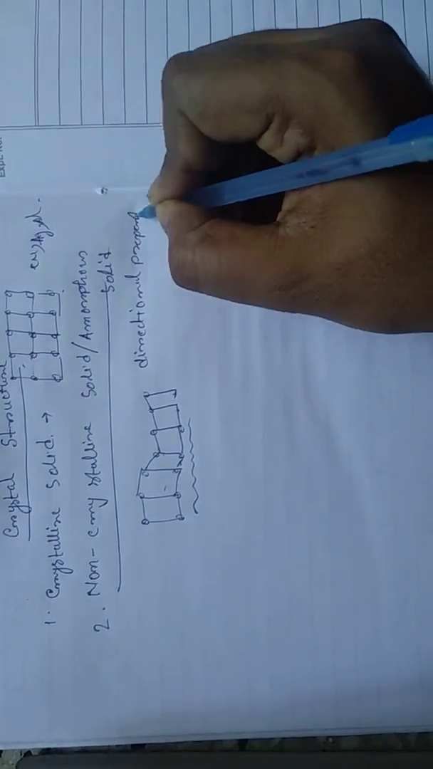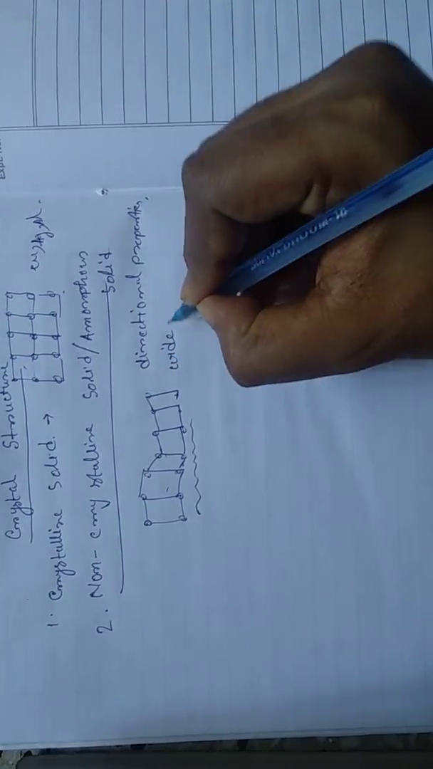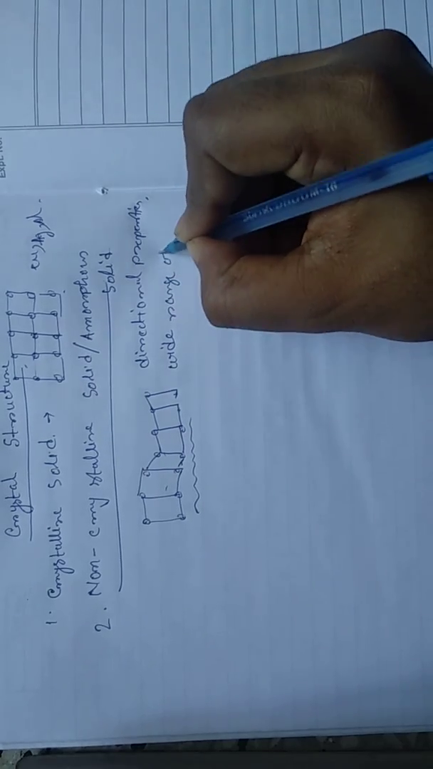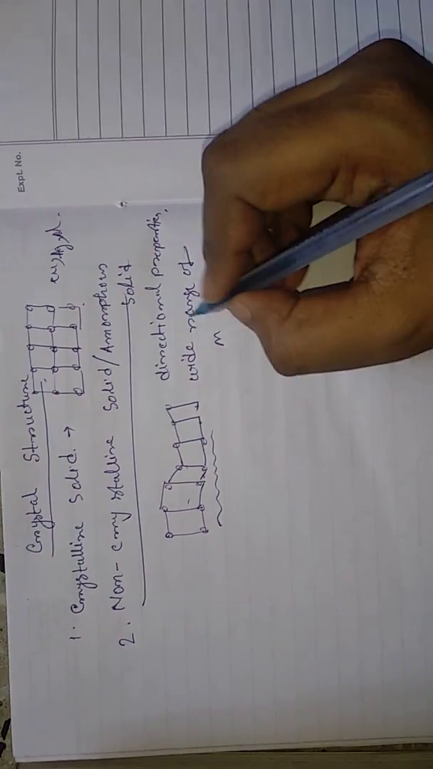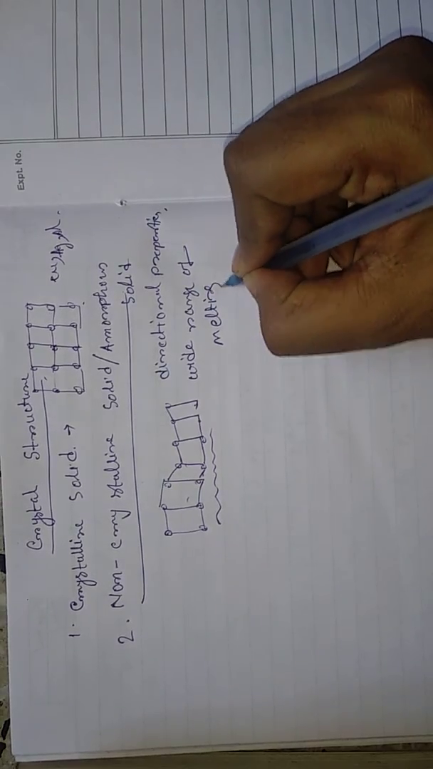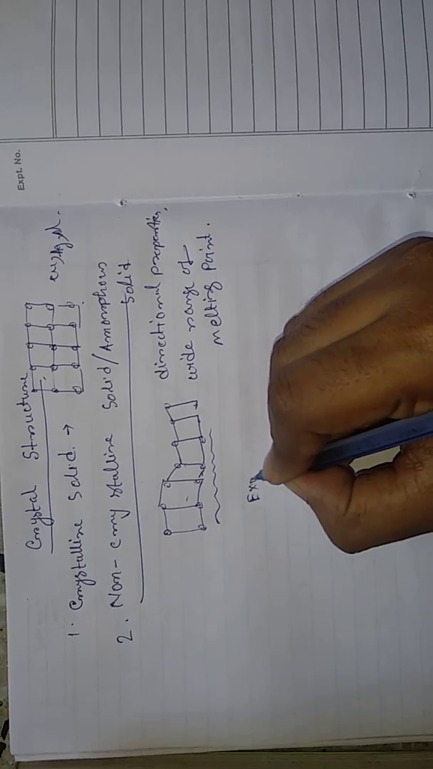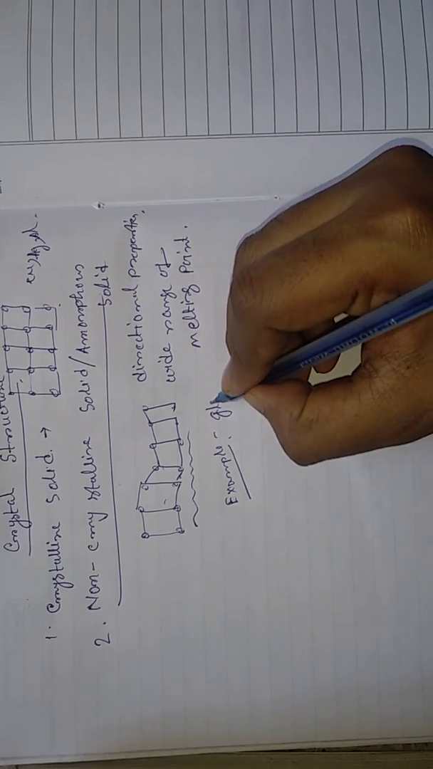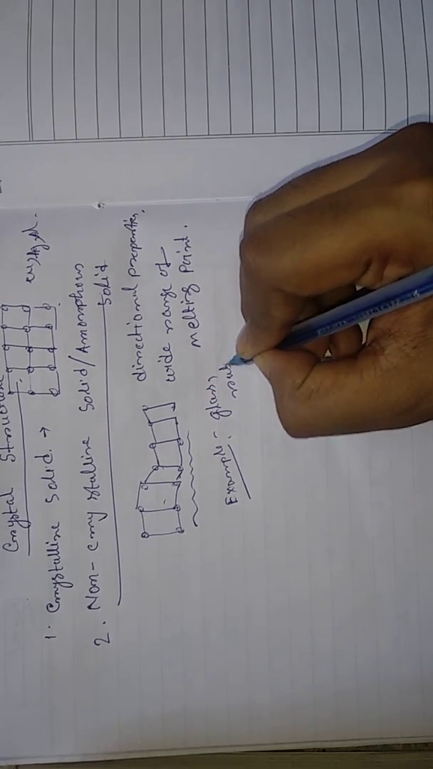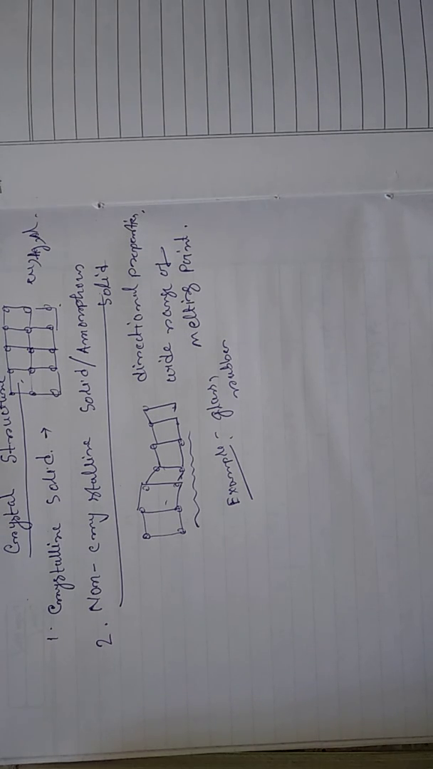Okay, and they have a wide range of melting points. Examples are glass and rubber. This type of material is basically amorphous.